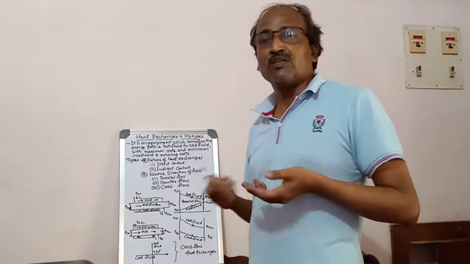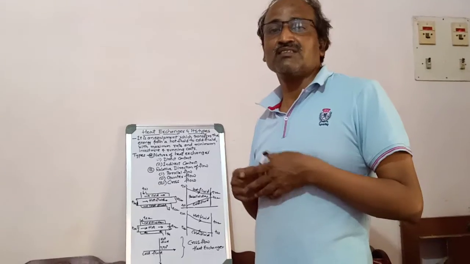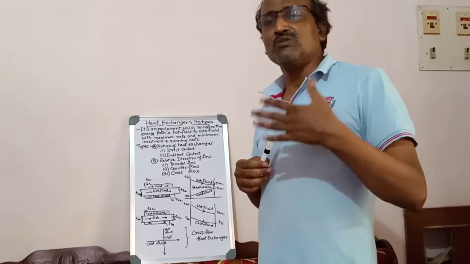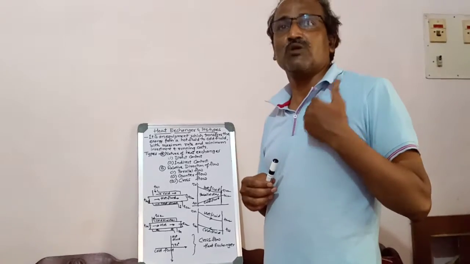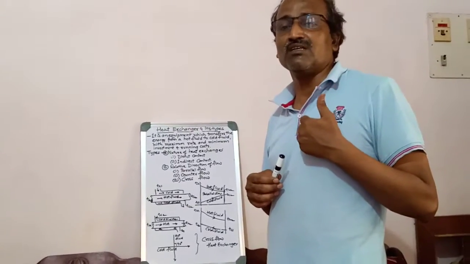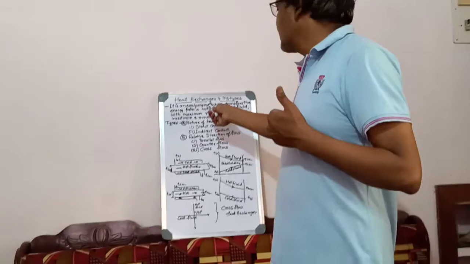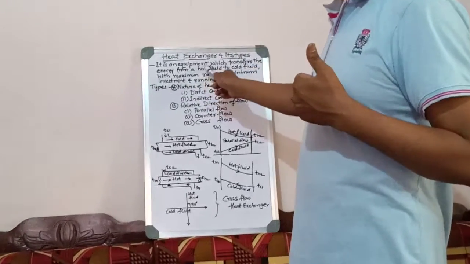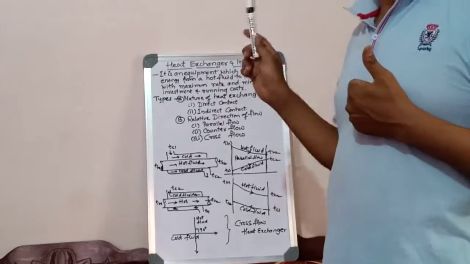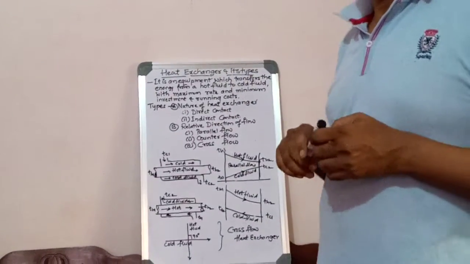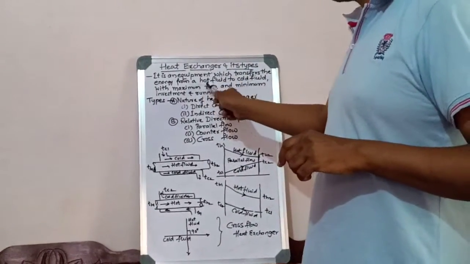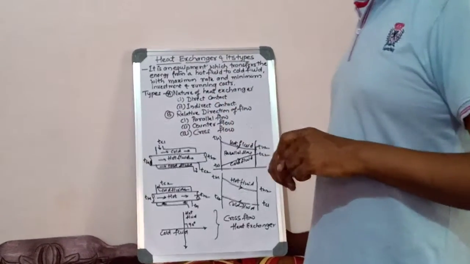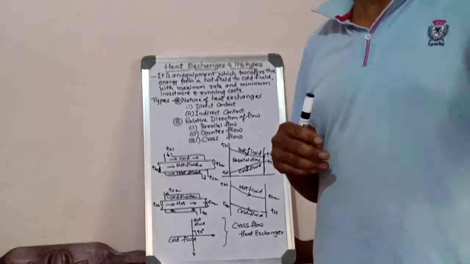So in the radiator of an automobile or vehicle, you can see that the heat exchanger is widely used. But using that phenomena in a better way is more important. How to use it is important. So when you visualize the heat exchanger, the definition is: it is an equipment which transfers the energy from hot fluid to cold fluid, but the definition does not end there. It continues with maximum rate of heat transfer and minimum investment and running cost.